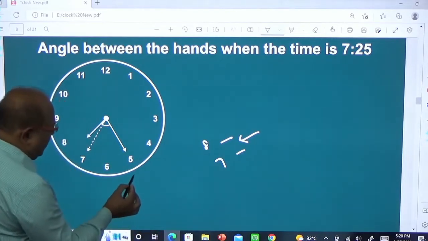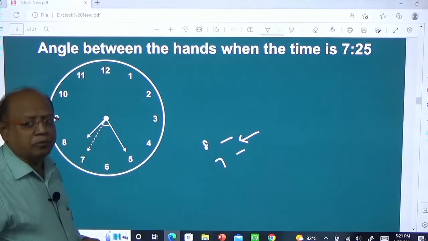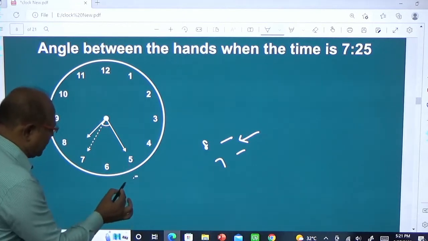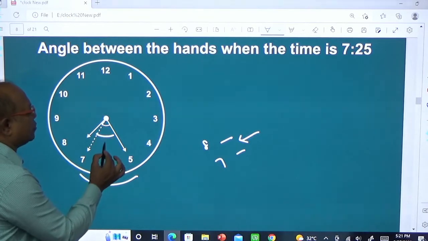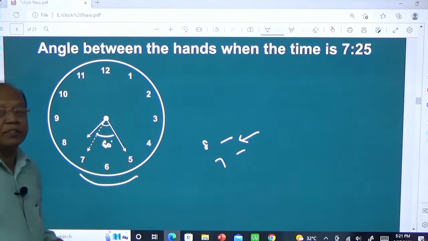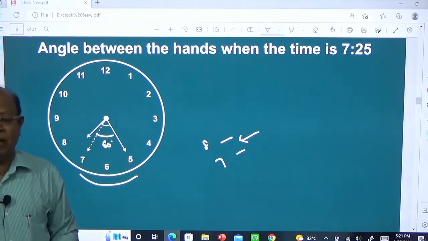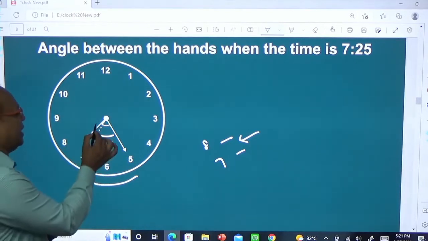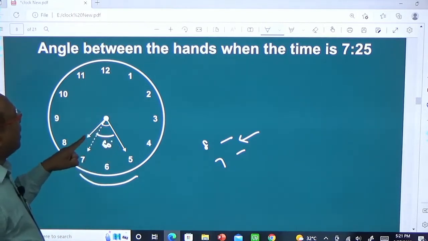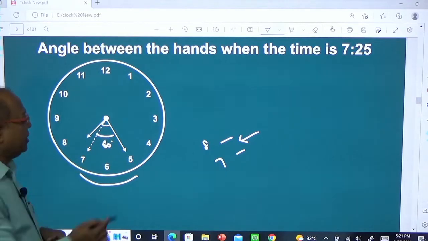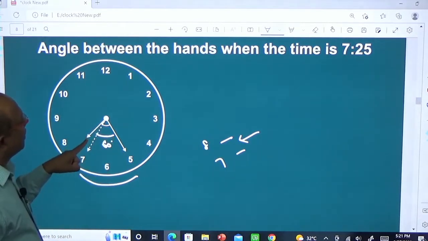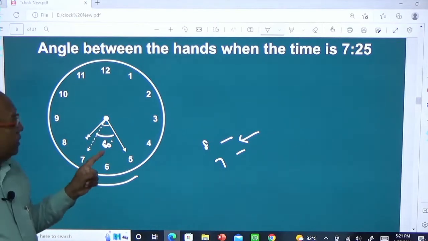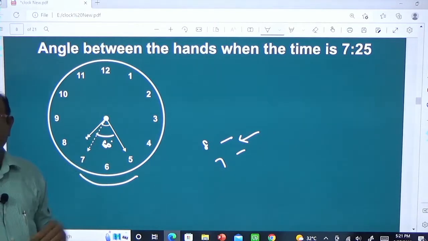This is the area. What we have to do? From 5 to 7 sharply we can count. This area is 10 minutes, so 10 times 6 is 60 degrees. The problem will arise only in the shaded area. That means between 7 and this position. Now this angle is covered. The smaller hand was at 7. Now it has gone a little away, a little up.